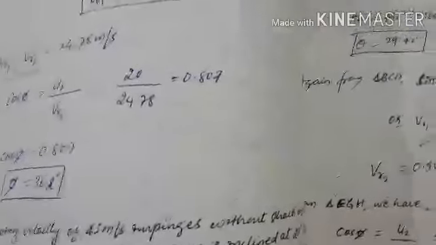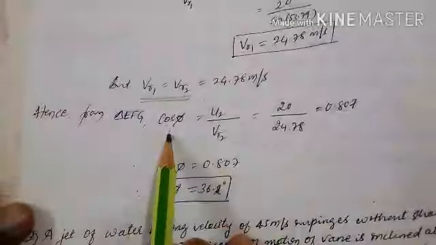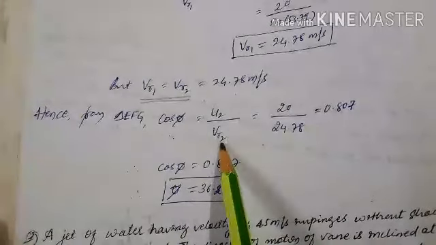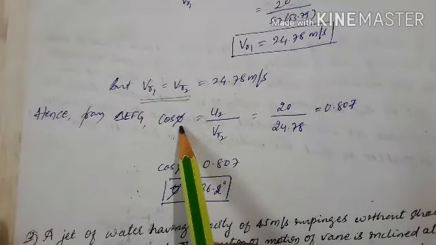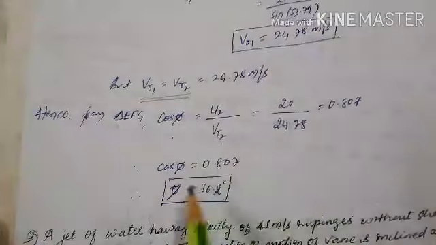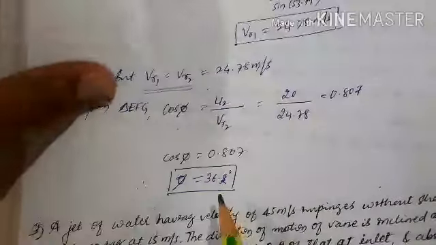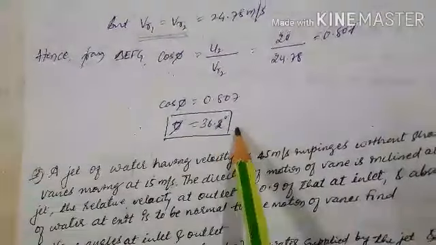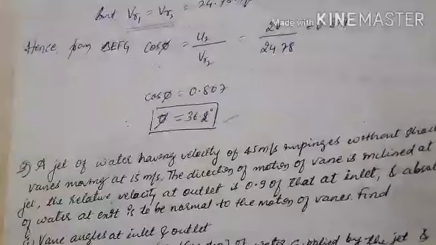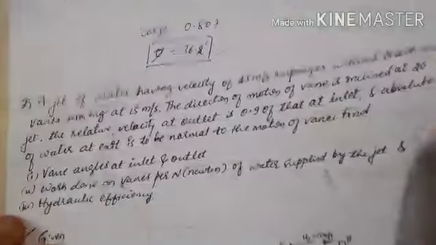Then from the outlet velocity triangle, cos phi is u2 by VR2. Because VR2 we know, we don't know the angle, so from this we get the outlet vane angle. So this is the way to find the outlet vane angle. Okay, this is one simple problem. So let us take one more example here.